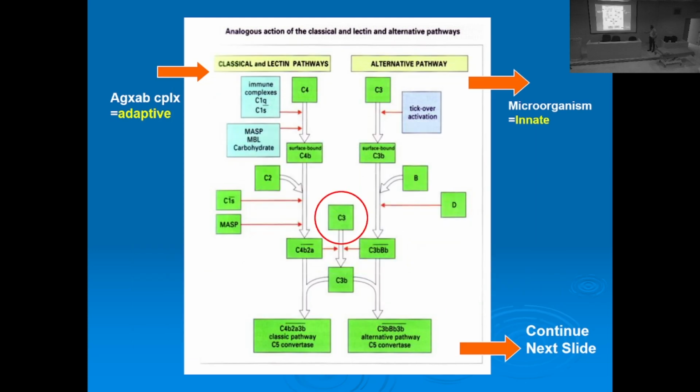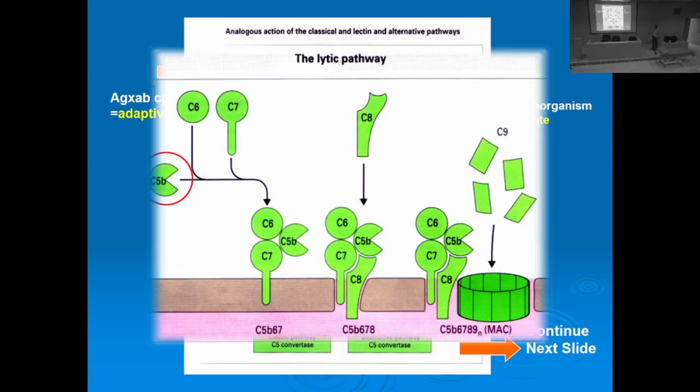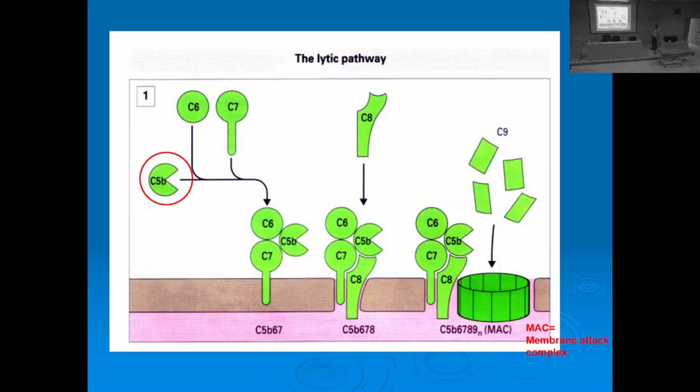So this C3, when it is cleaved in two components, we have the C3a, which is an anaphylatoxin, which favors the inflammation. C3a and C5a are two components that are anaphylatoxins, and they will create an inflammatory process. They will start an inflammatory process. But you will also have the C3b, which is a component of the two pathways, and will lead to the production of this lytic pathway.